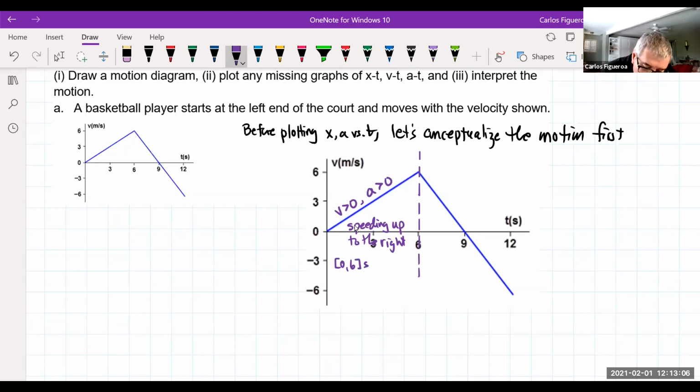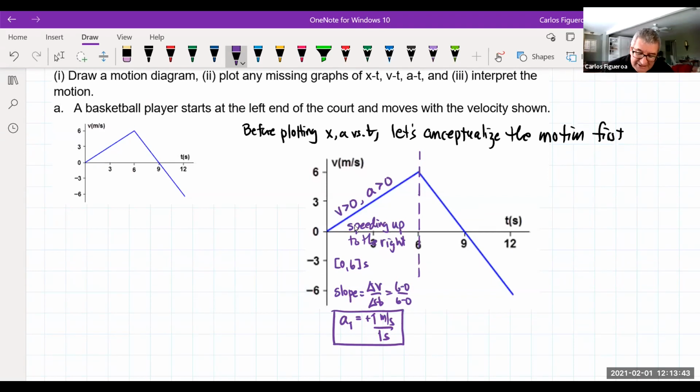And if I look at the slope of the velocity curve, note that the slope is the rise, which is 6 minus 0, over the run, which is from 0 to 6. So therefore, my acceleration is 1 meter per second every 1 second. That's my acceleration for the first interval, so I know I'm speeding up by that amount.